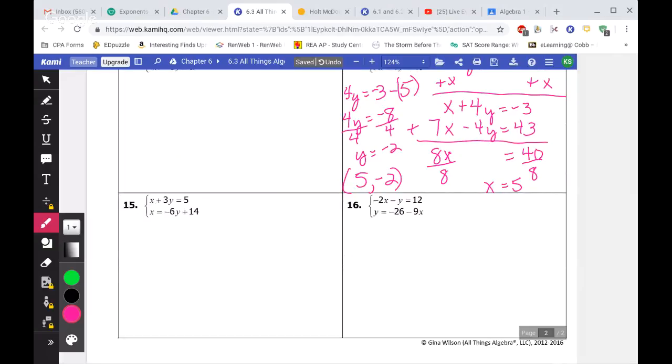Now, number 16. They're not in standard form, so I want to take this second equation and I want to get it in standard form in order to line up my terms so that I can combine them. So I'm going to add 9x to both sides. So now I have 9x plus y equals negative 26.